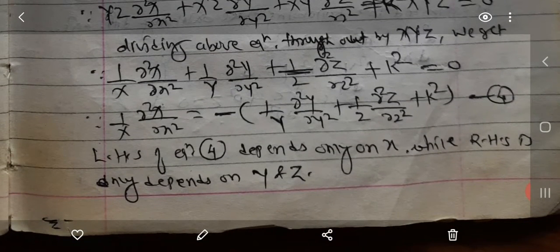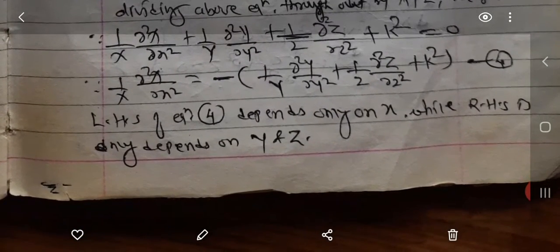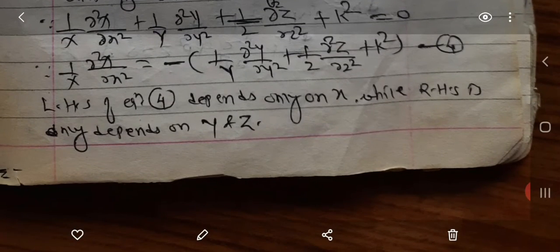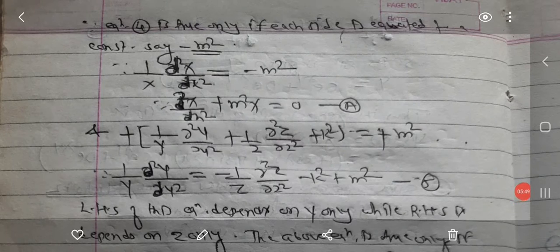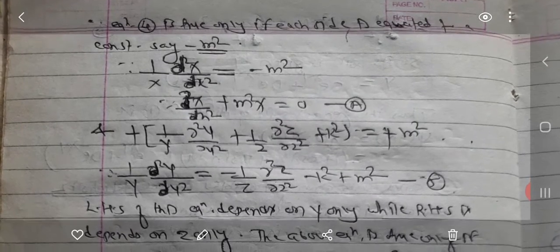And 1 upon X ∂²X/∂x² equals minus, in bracket, 1 upon Y ∂²Y/∂y² plus 1 upon Z ∂²Z/∂z² plus k square. You know this is equation 4. Therefore the LHS of equation 4 depends only on x, while the RHS depends only on y and z. Equation 4 is true only if each side is equated to a constant, say minus m square, and therefore 1 upon X d²X/dx² equals minus m square. These are ordinary differential equations, and therefore d²X/dx² plus m square X equals 0. Denote this as A.